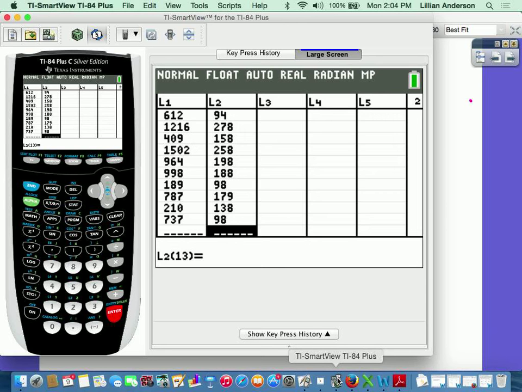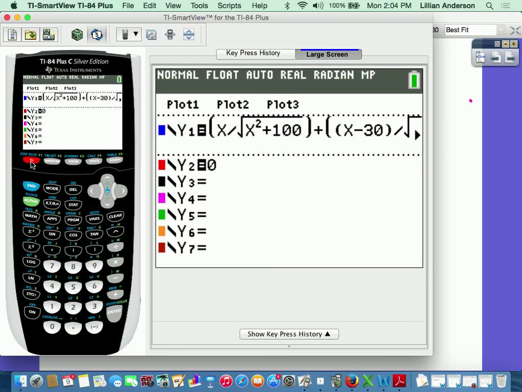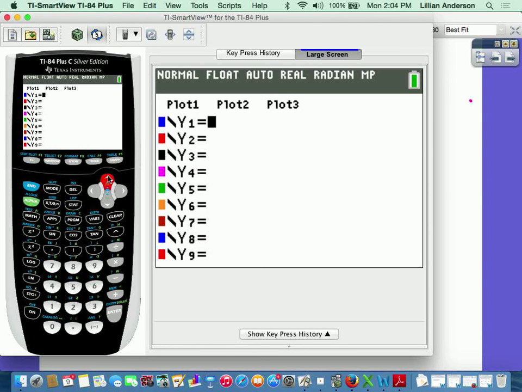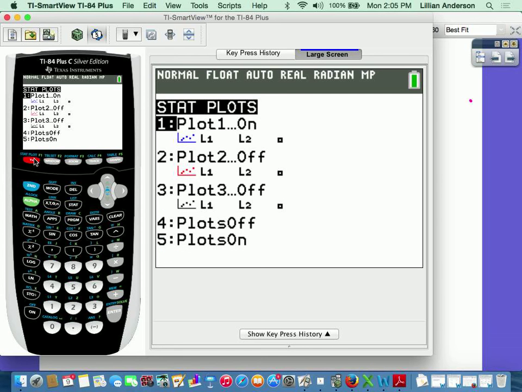Alright, so ready? Let's look at this data. Go to y equals. Clear out any other equations that you might have in there. I want to turn my plot on. To do that, you go up to where it's highlighted and click enter. If you want to do it more specifically, you can press second and then the y equals button, and it takes you to all your stat plots, where you can turn it on and change the type. Make sure it's on and looks like this to show scatter.